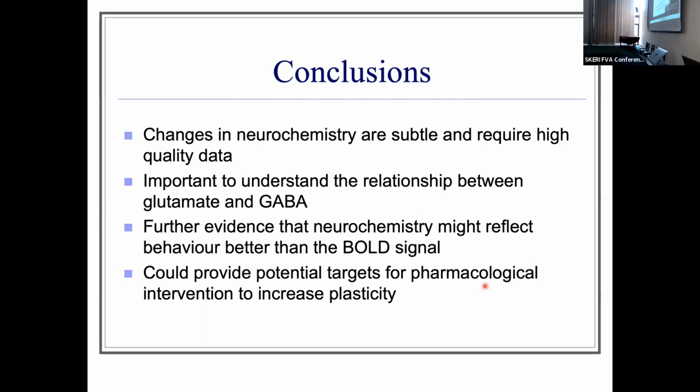So to conclude then, changes in neurochemistry are quite subtle and require very high quality data. It's important to understand the relationship between GABA and glutamate because you've probably seen that they're quite highly correlated, which we wouldn't necessarily expect. I've shown you further evidence that maybe the neurochemistry better reflects behavior than the bold signal. And what the results could do is provide potential targets for pharmacological intervention that might increase plasticity, both for stroke rehabilitation, but also for conditions like amblyopia.